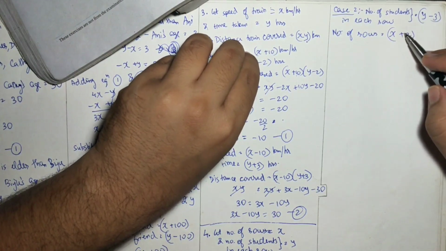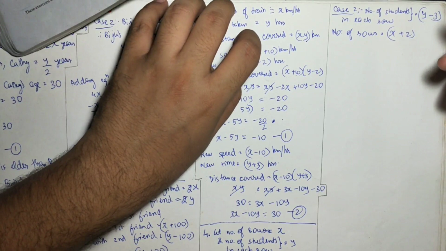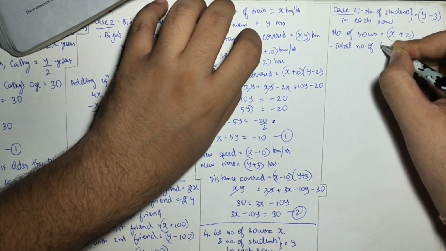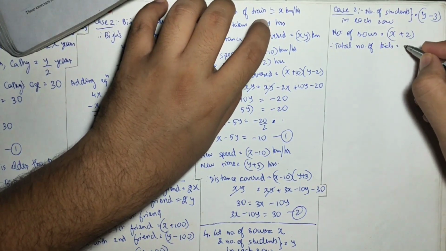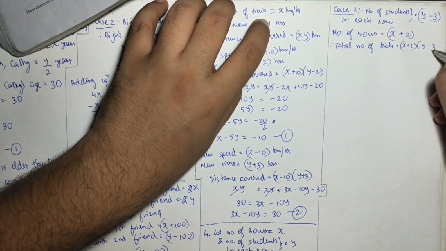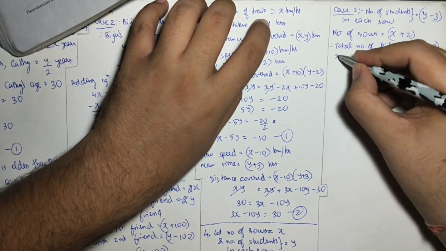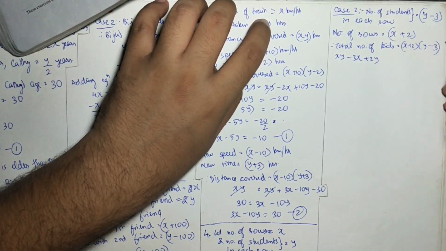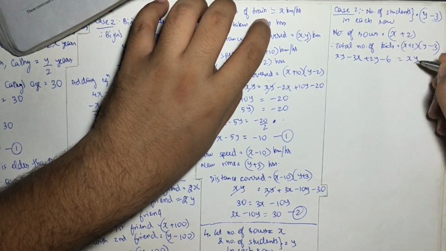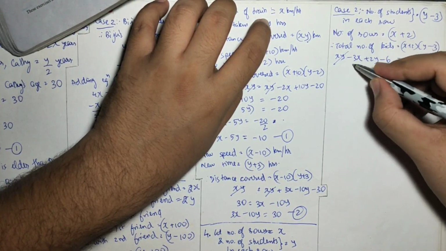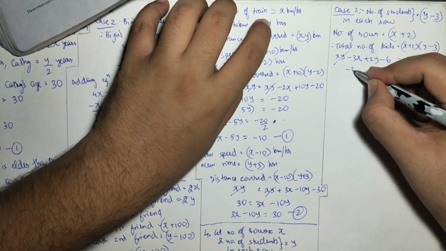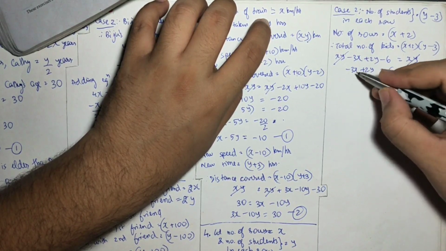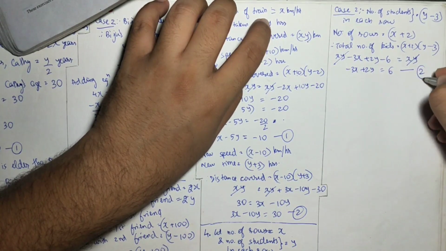Again, multiplying these two will give me the total number of kids, which is xy. Therefore, x plus 2 multiplied by y minus 3, multiplying the brackets, will be xy minus 3x plus 2y minus 6 equals xy. The xy will cancel out. The minus 3x and 2y I am keeping as they are. This 6 will not go to the other side. Don't take anything common. See, 2 and 3, nothing is common. This is my second equation.